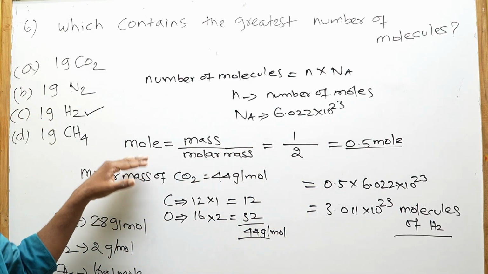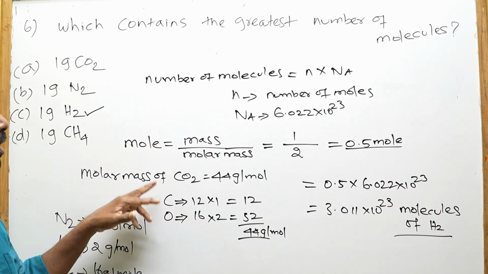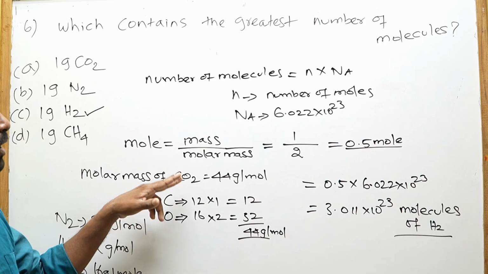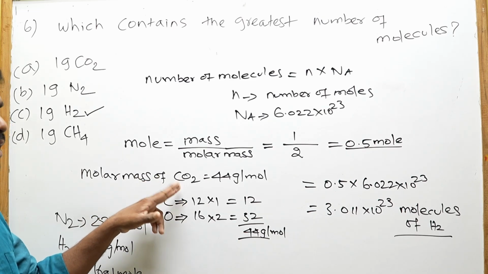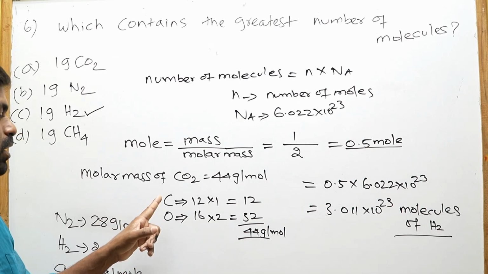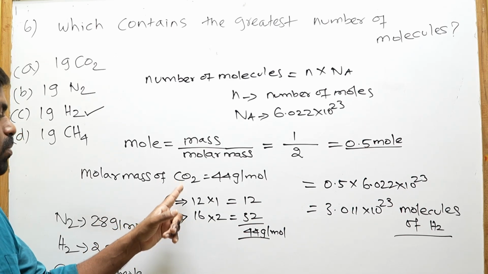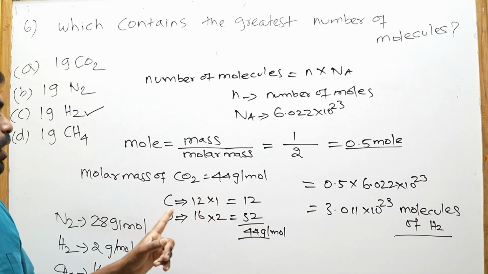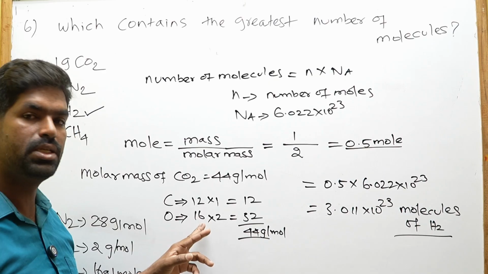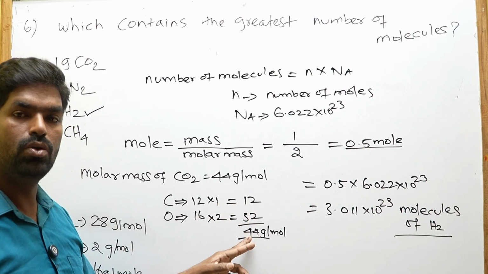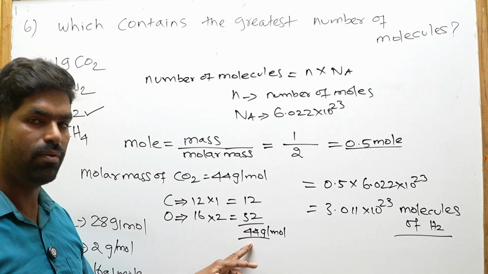Now, in order to calculate the number of moles, we need the molar mass. For that, we take the atomic mass of each individual atom present in a molecule. For example, in a carbon dioxide molecule, two types of atoms are present, namely carbon and oxygen. How many carbon? 1 carbon. What is the atomic mass of carbon? It is 12, so 12 into 1 is 12. How many oxygens are present? 2 oxygens, therefore 16 into 2 equals 32. When you sum these two values, you get 44 gram per mole. This is the molar mass of carbon dioxide.